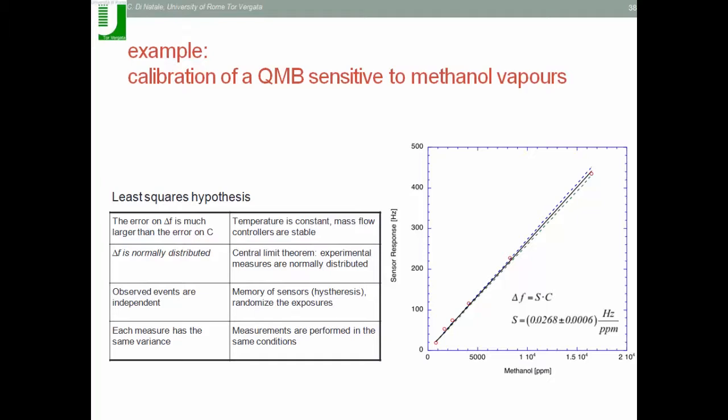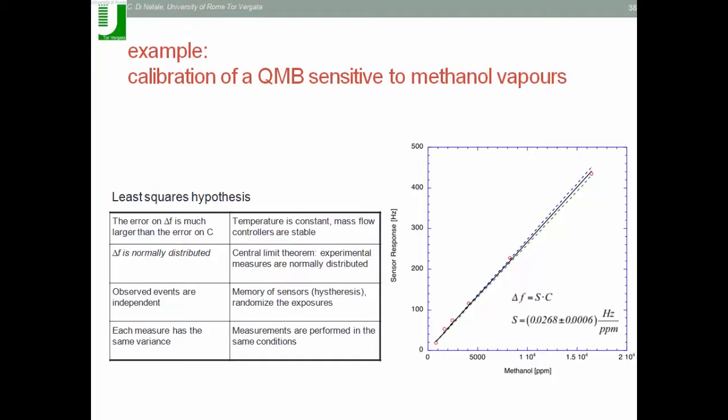For instance, we have to be sure that the temperature is constant because this is a vapor, so it depends on the concentration, depends on temperature, or our mass flow controller is stable, and so on. It's normally distributed. The central limit theorem gives us the plausibility of this.